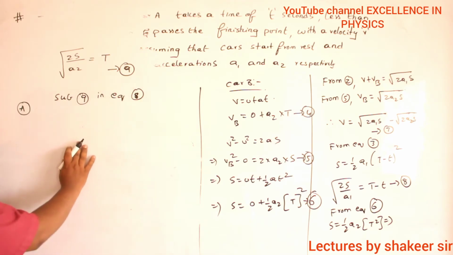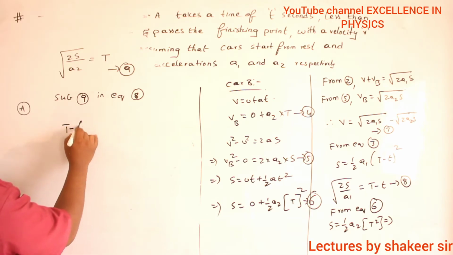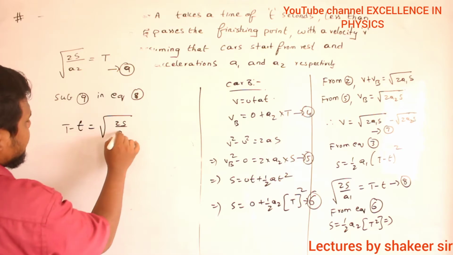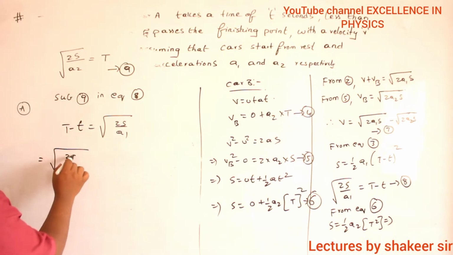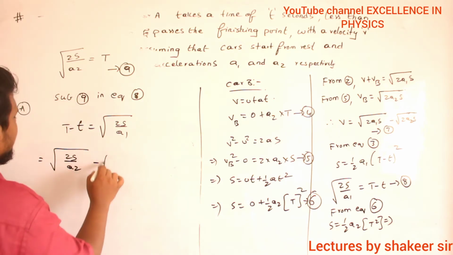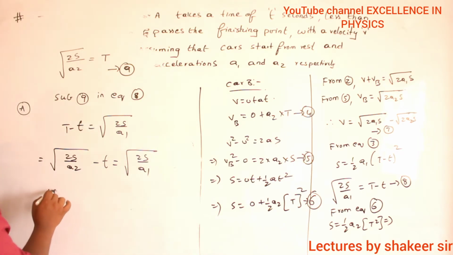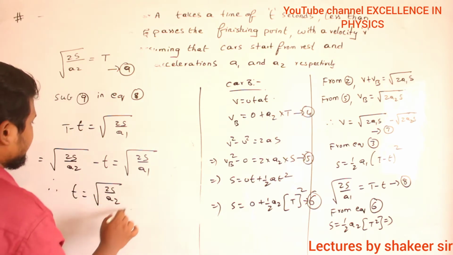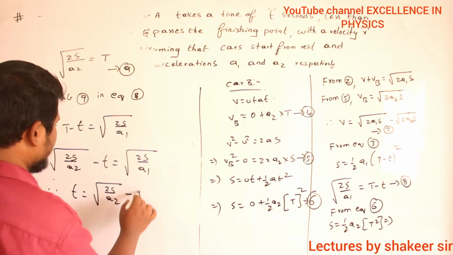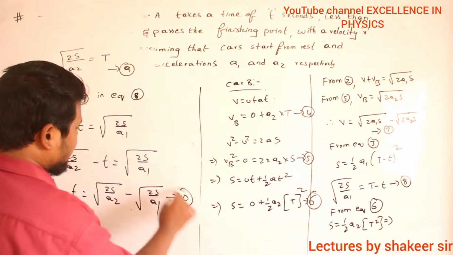Clear now? Then what am I left with? Equation number 8: capital T minus small t is equal to root 2s divided by a1. Instead of capital T here I can substitute root 2s by a2. So root of 2s divided by a2 minus small t is equal to root 2s divided by a1. Therefore small t is equal to root 2s divided by a2 minus root of 2s divided by a1. Let us call this equation number 10.